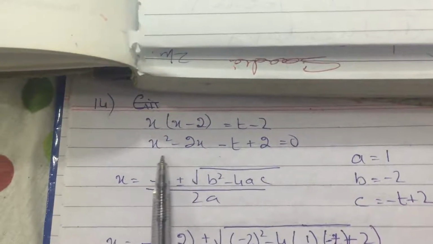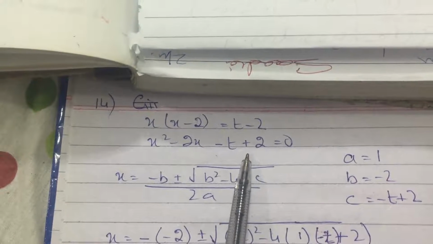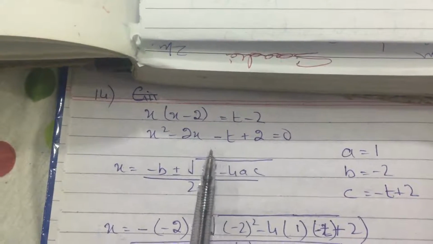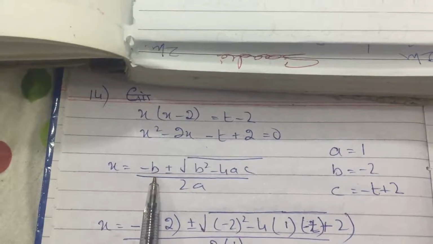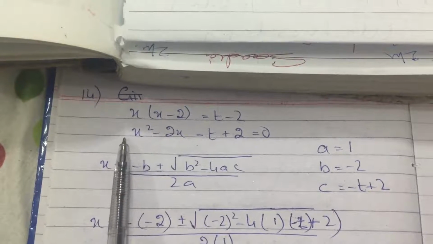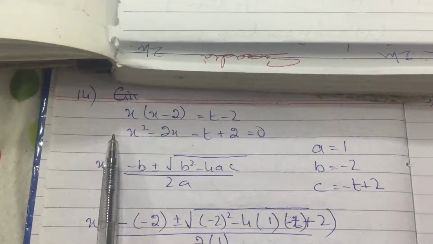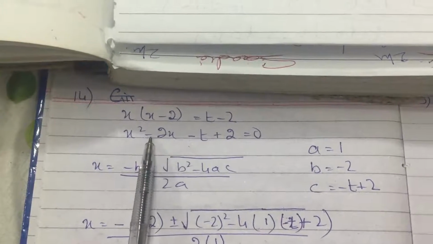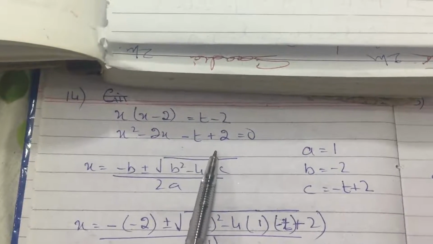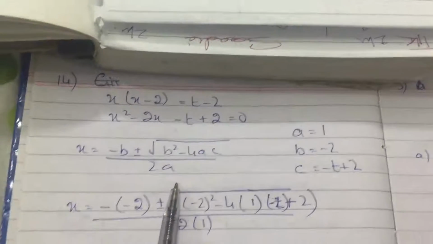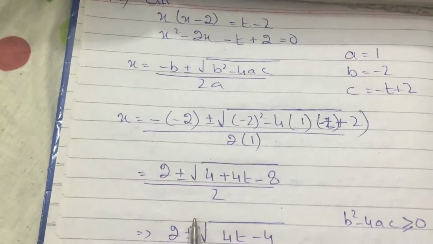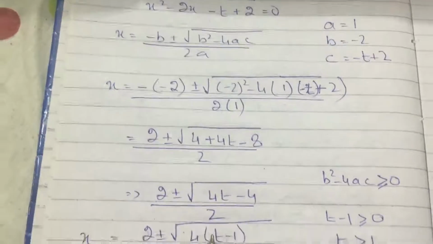The equation is given. You will rearrange it into the general form of the quadratic, which is ax square plus bx plus c. And then in the quadratic formula, you substitute the values of a, b and c. We know a is 1 because it is the coefficient of x square. The coefficient of x is -2, which is called b, and the constant is your c. Now I'm substituting in the quadratic formula, and then I got here.